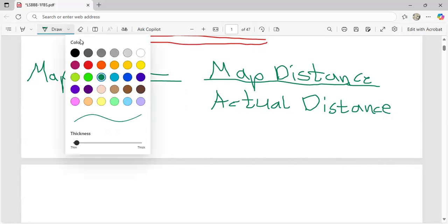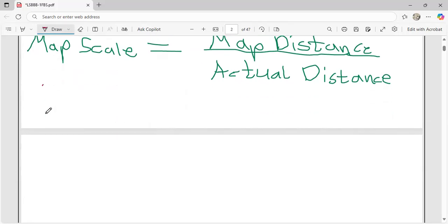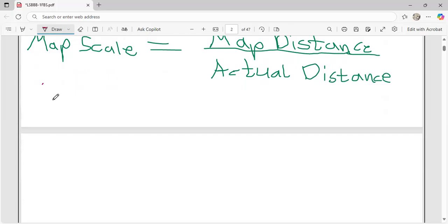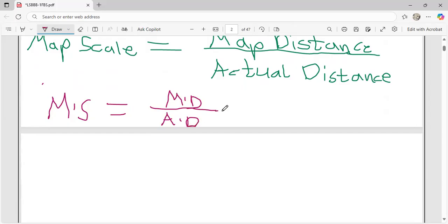So from algebraic expression, or if I want to use algebra, I can say that my map scale is equal to MD over AD. Okay, good. AD. Where MD is measured in what? Either CM, yes.